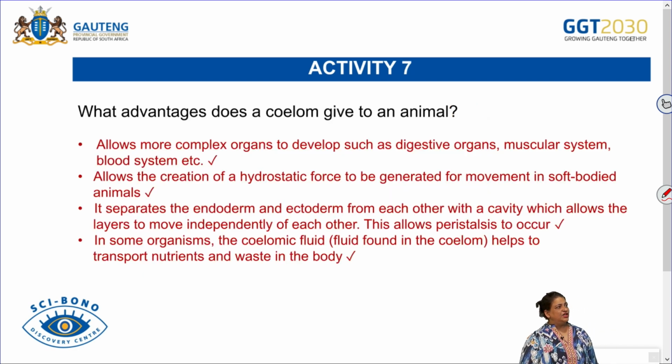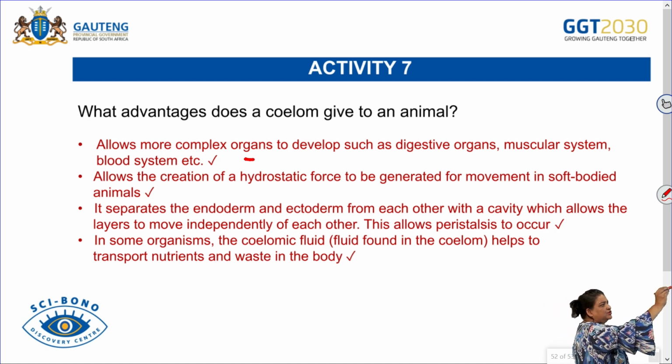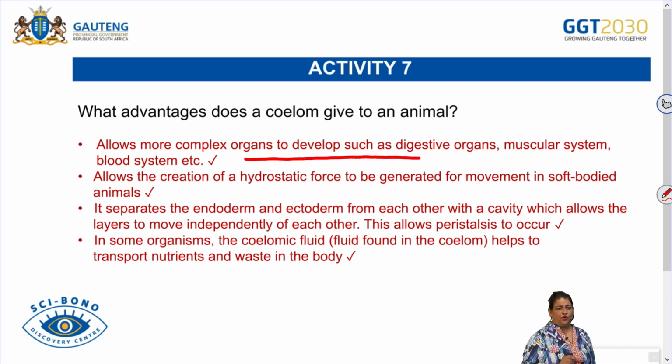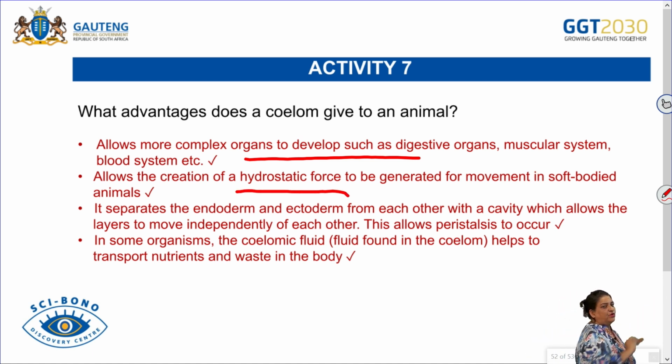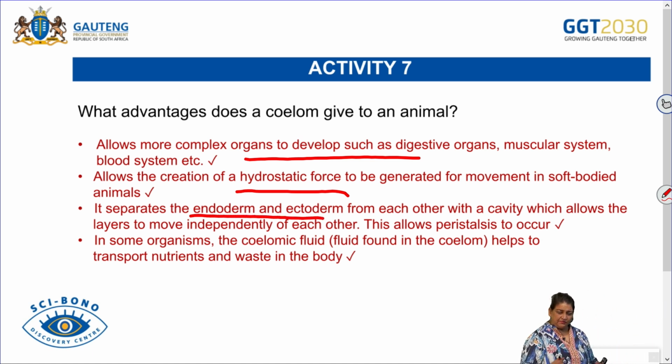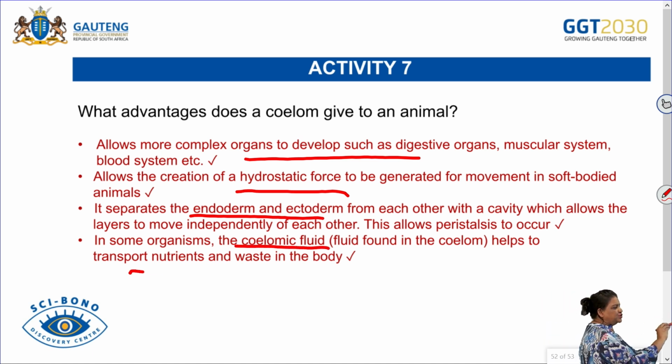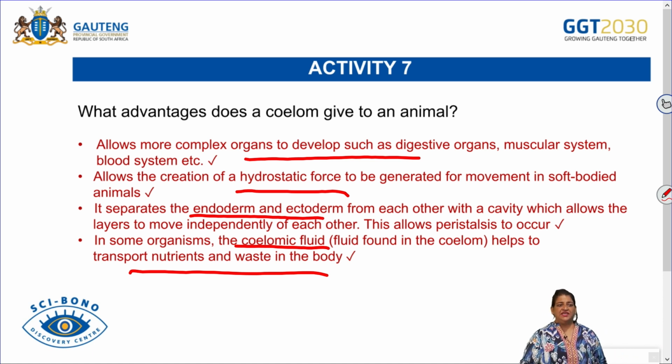What advantage does a coelom give to an animal? Like if you have a body cavity like the earthworm with fluid filled on the inside, what does that coelom actually help in? We said it, because of the space, it allows complex organs like your digestive system to form. It also creates a hydrostatic force or hydrostatic skeleton for movement. It also separates the endoderm from the ectoderm, so that there is movement in your digestive system for peristalsis. And the coelomic fluid helps to transport wastes. So these are the 4 advantages of a coelom in Annelida.